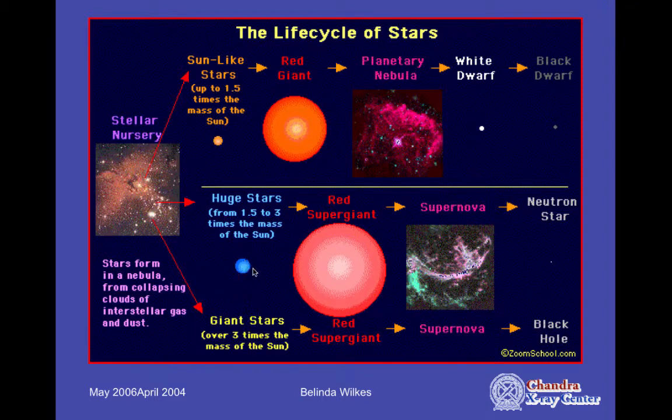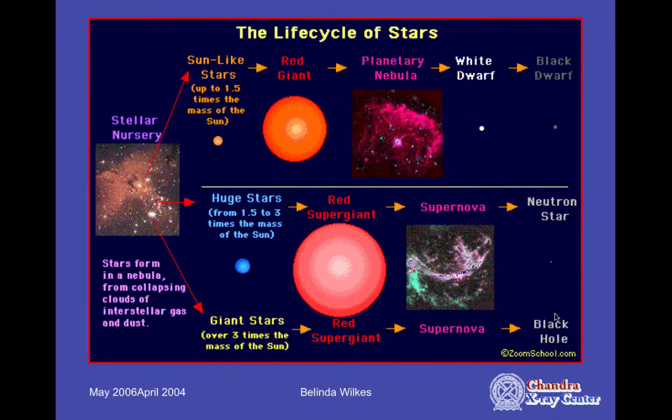And these giant stars, when they burn out, they become what we call red supergiants, and then they explode into a supernova and become either a neutron star or a black hole. Once again, remember this is about 90% of stars. This is a smaller percentage that are big, massive stars. They become red supergiants, explode in a supernova, leaving a neutron star or a black hole in the middle.